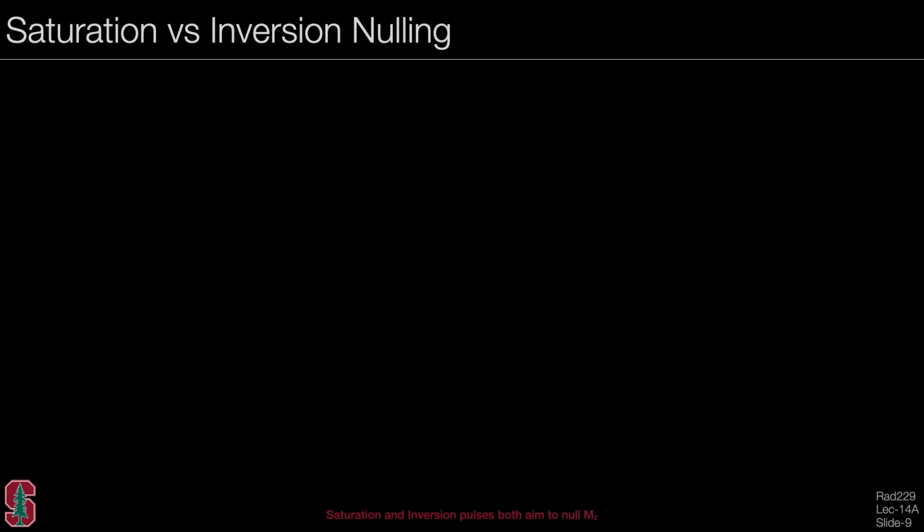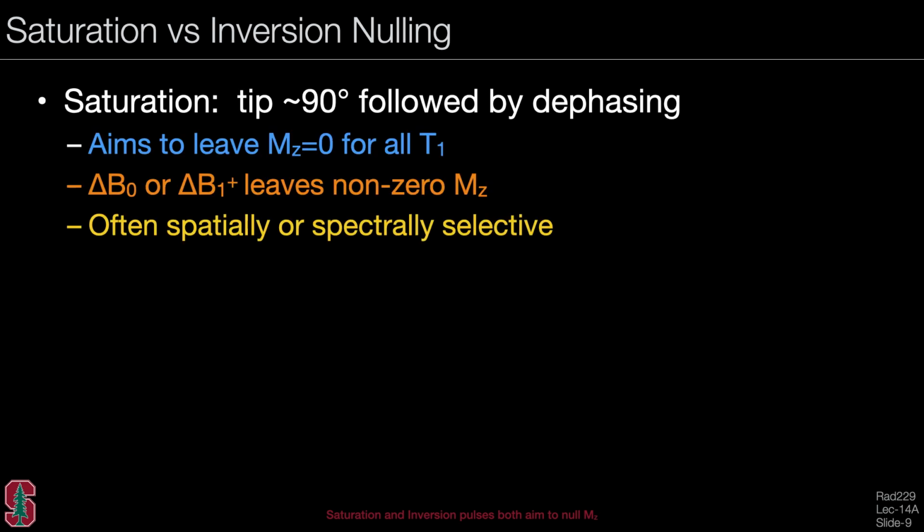So let's compare saturation to inversion nulling. In a saturation, what we do is we tip magnetization selectively by 90 degrees and follow this with dephasing. And the aim is to leave the longitudinal magnetization at 0 for all T1s. If we have a variation in either the B0 or the transmit B1, this can leave a non-zero MZ, so this can be undesirable. And these saturations are often spatially or spectrally selective, and we'll see examples of these shortly.